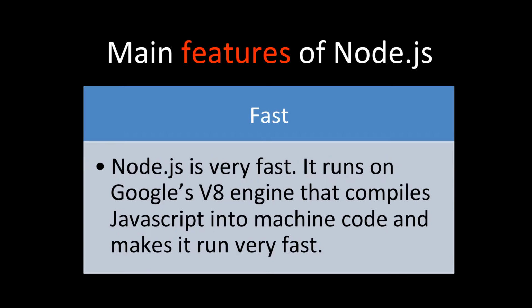Then comes fast. Node.js is very fast, so it gives very good performance. It runs on Google's V8 engine, and this can compile the JavaScript into machine code, and it can make it run very, very fast. So that is also a good use of Node.js because it's very fast, and Google is supporting it.